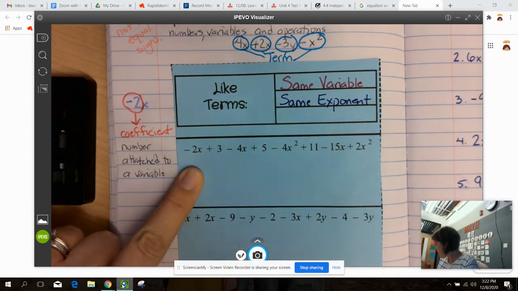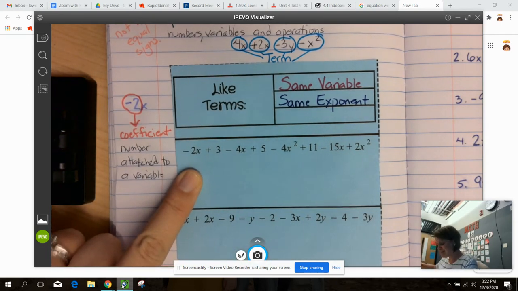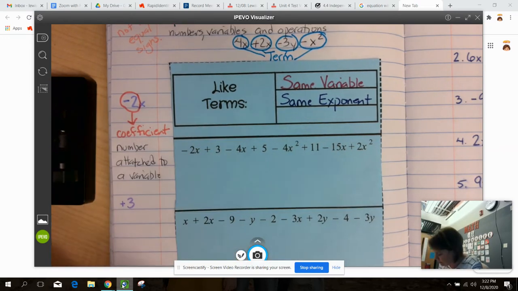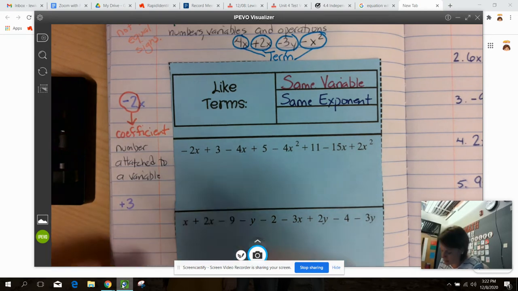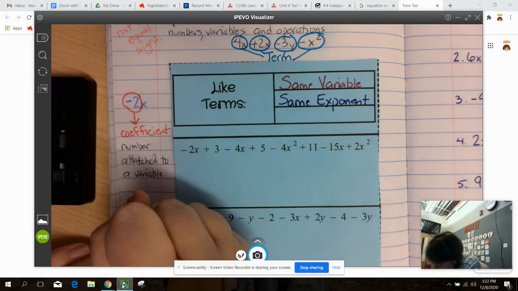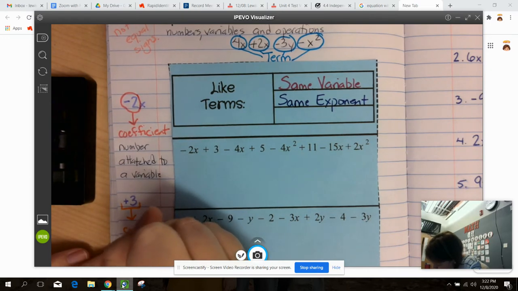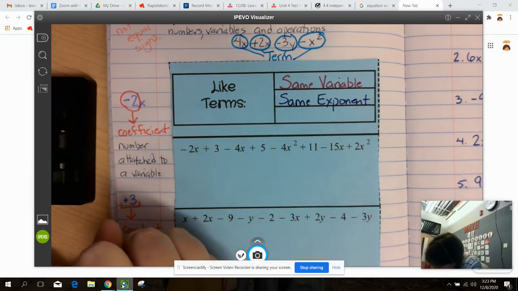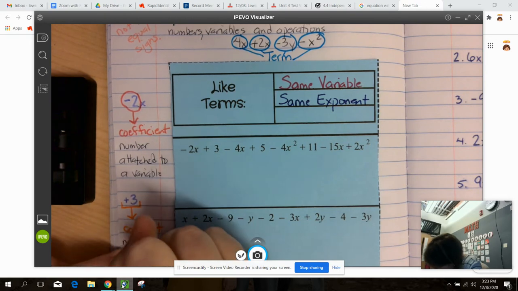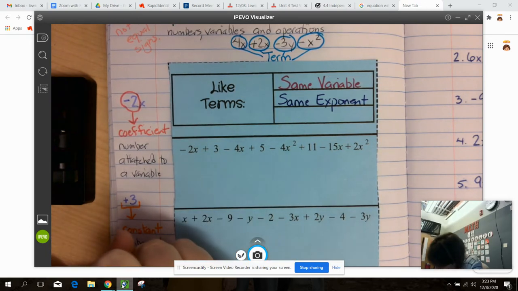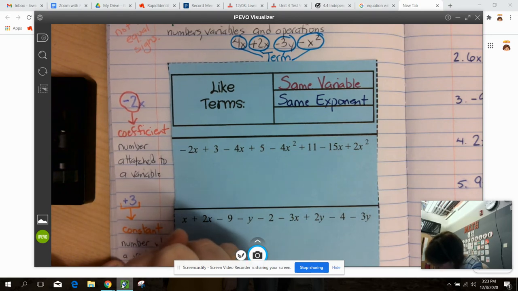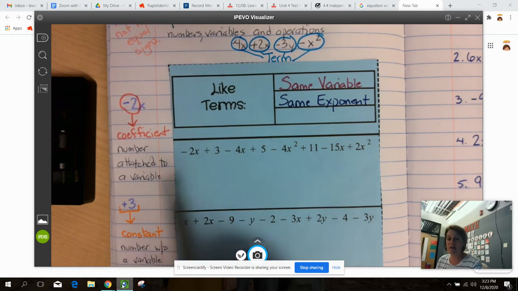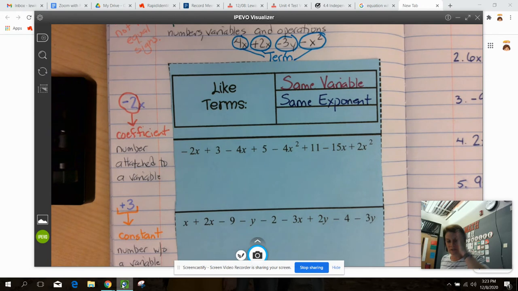Now we have a number that is not attached to a variable. So, for example, positive 3. This is going to be called a constant. A constant is a number without a variable. It's just by itself. So that's called a constant. So we have a coefficient here. That negative 2 is a coefficient because it's attached to a variable. And we have a constant here. Okay? All right. So let's start talking about this.